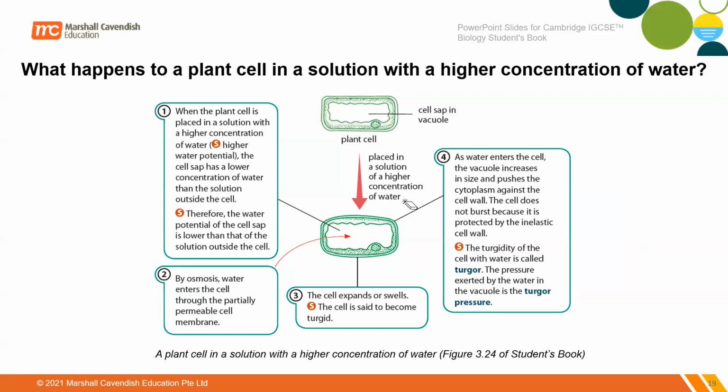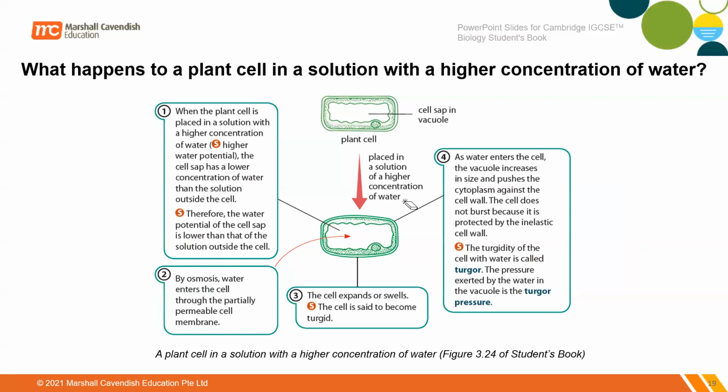Will we change nothing? Movement, as we said, will be from high water potential solution to low water potential solution. So if we have a higher concentration of water, or higher water potential, in the solution, the cell will be pushed to swell. Water will move into the cell sap because the cell has a lower concentration of water or lower water potential, and the cell is said to become turgid. Turgid means it expands or swells, and it is very important to say turgid.